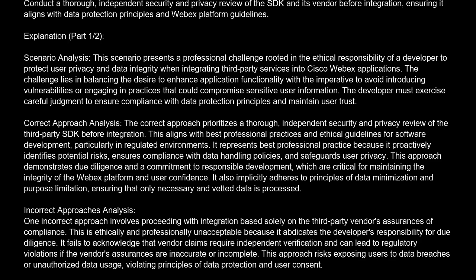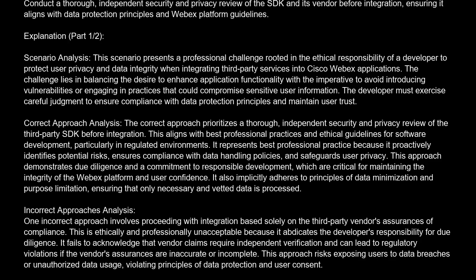Explanation. Scenario analysis. This scenario presents a professional challenge rooted in the ethical responsibility of a developer to protect user privacy and data integrity when integrating third-party services into Cisco Webex applications. The challenge lies in balancing the desire to enhance application functionality with the imperative to avoid introducing vulnerabilities or engaging in practices that could compromise sensitive user information. The developer must exercise careful judgment to ensure compliance with data protection principles and maintain user trust.